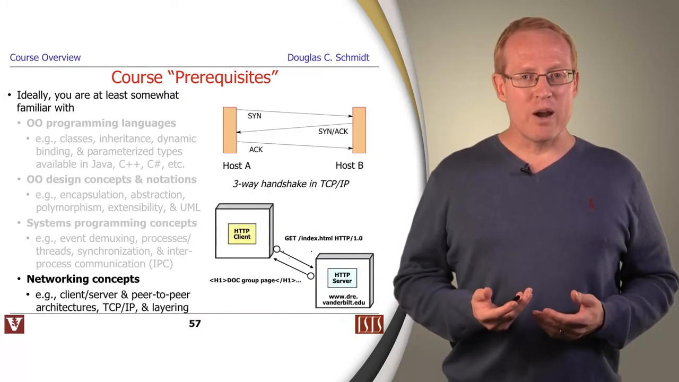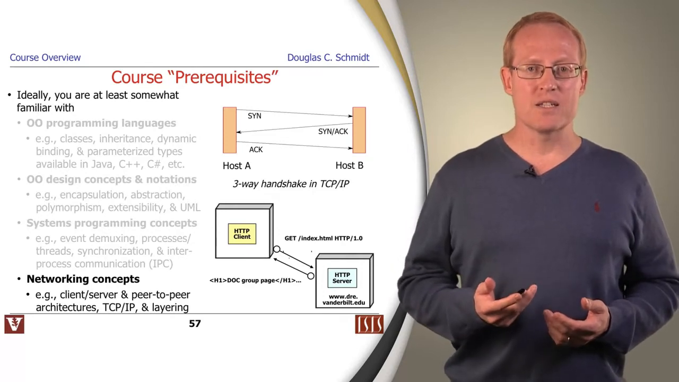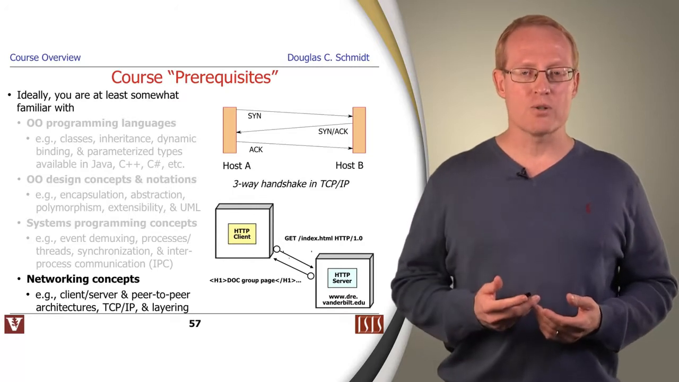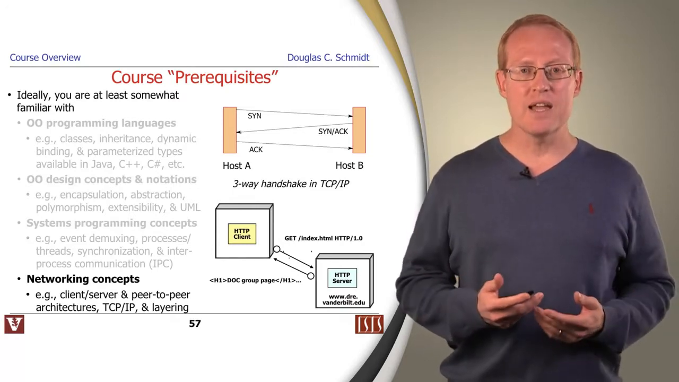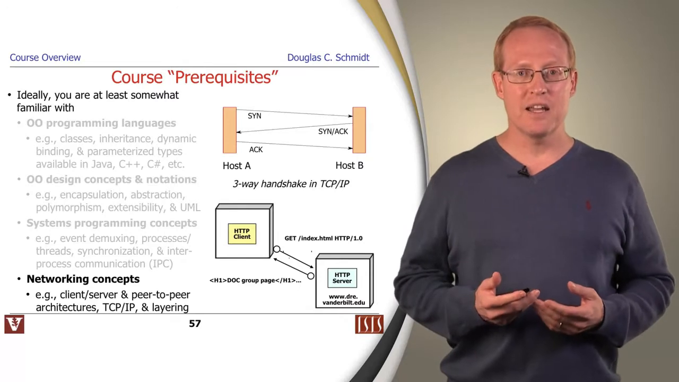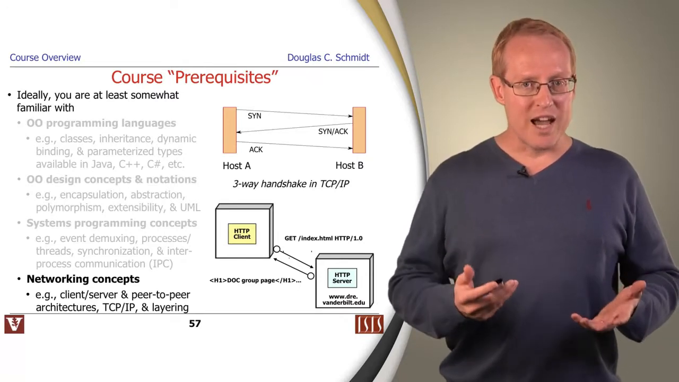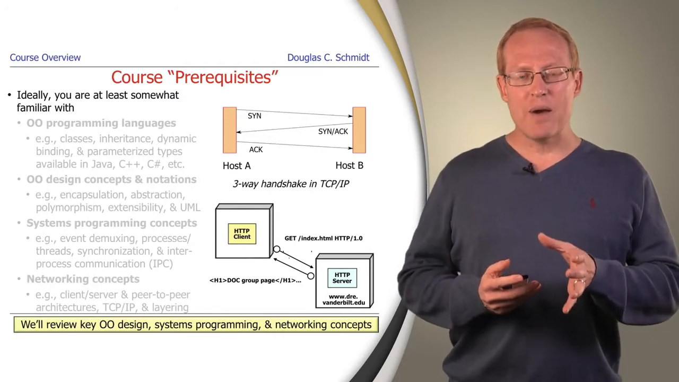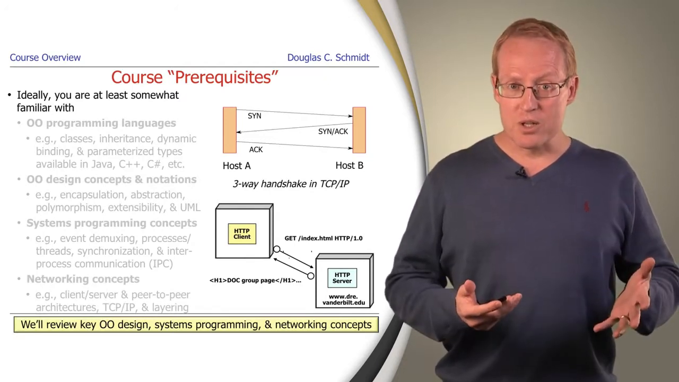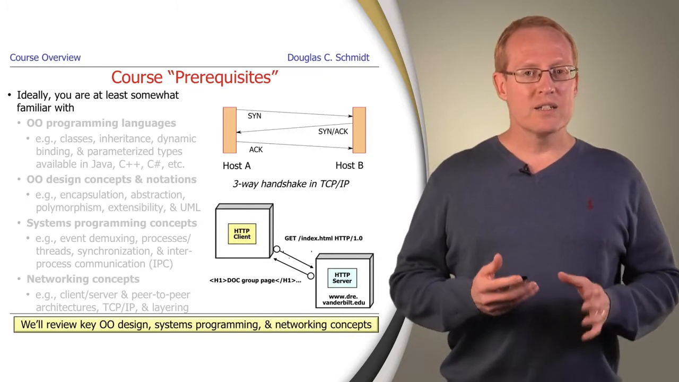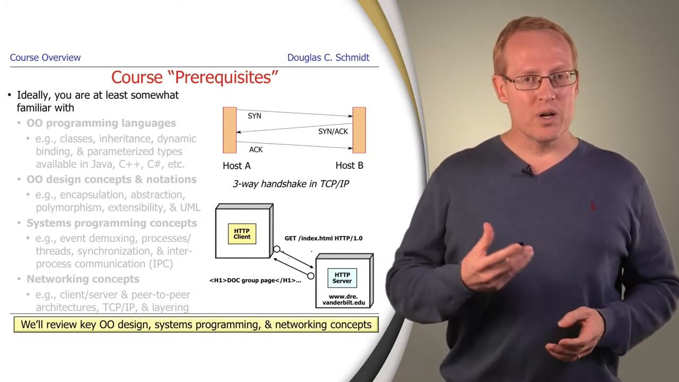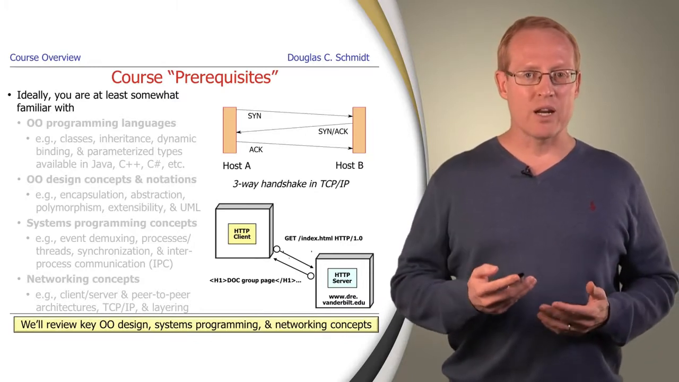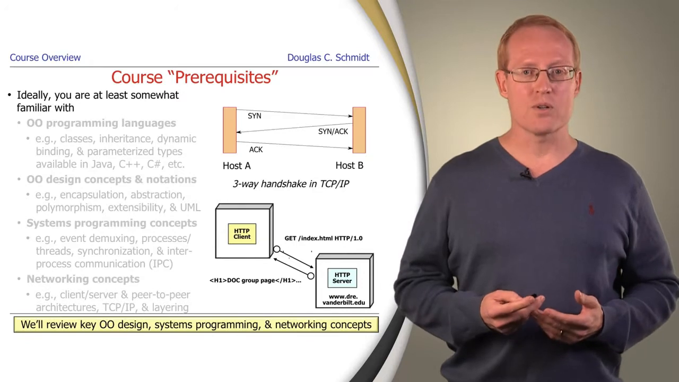And of course, it would also be great if you had some background in networking concepts, things like client-server architectures, peer-to-peer architectures, protocols like TCP/IP, the concept of layering like you might find in the ISO OSI reference model, and so on. Once again, if you don't have a lot of background in these areas, or it's been a while since you've covered them in courses or other work, don't worry. We will go through and summarize object-oriented design, systems programming, and networking concepts through other parts of the course.